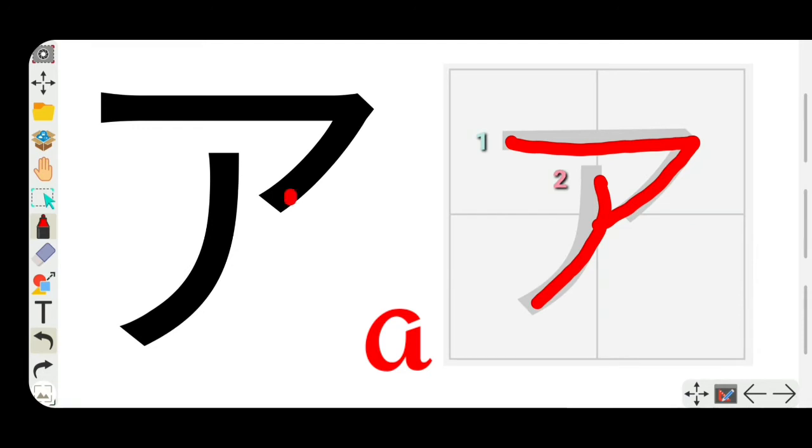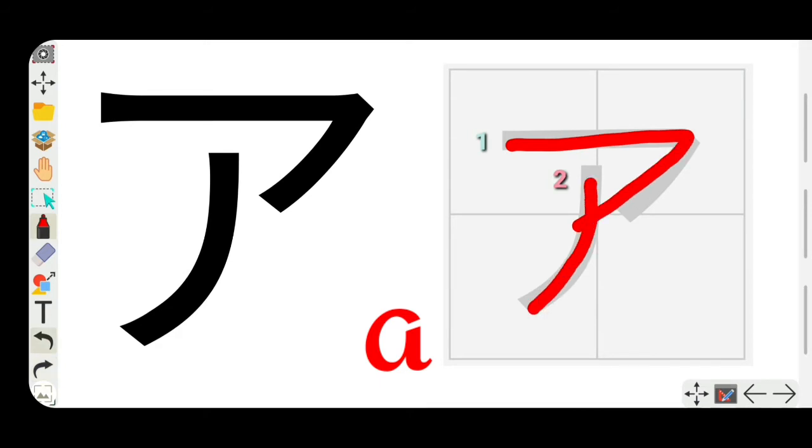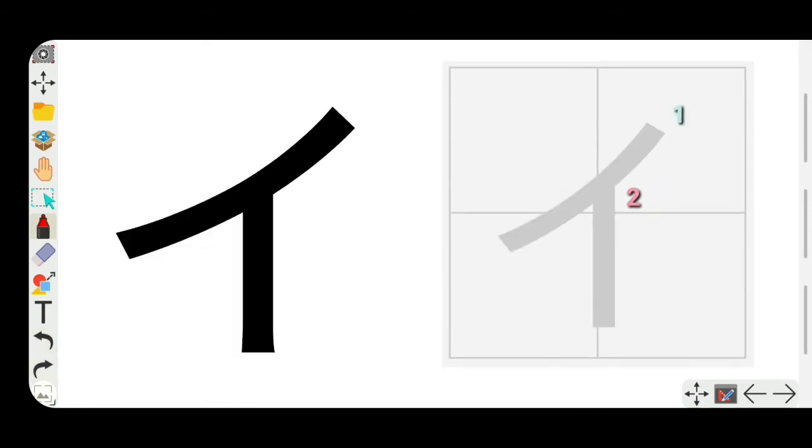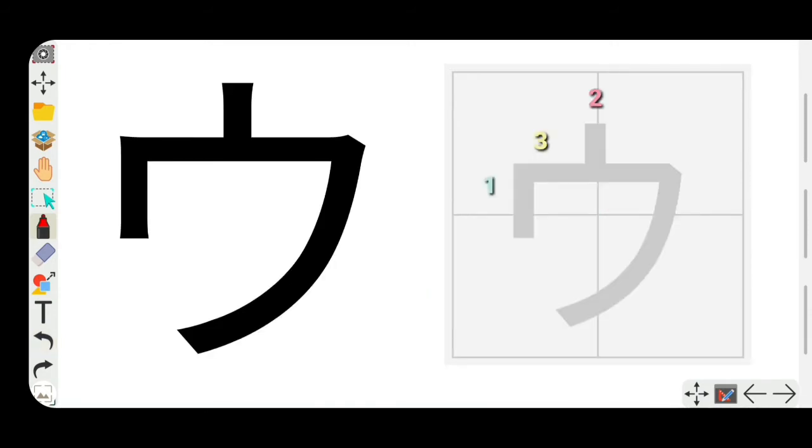So dito kasi, as you can see, meron siyang space. So ang pagsulat talaga ng letter A is wala siyang space. Kailangan talaga magkadikit sila. So 1 and 2, ganyan siya. Next, we have I. So we have to start from the top, baba, 1, ganon din sa 2. Next, we have U. We have to start from here, 1, number 2 naman sa taas, 3.